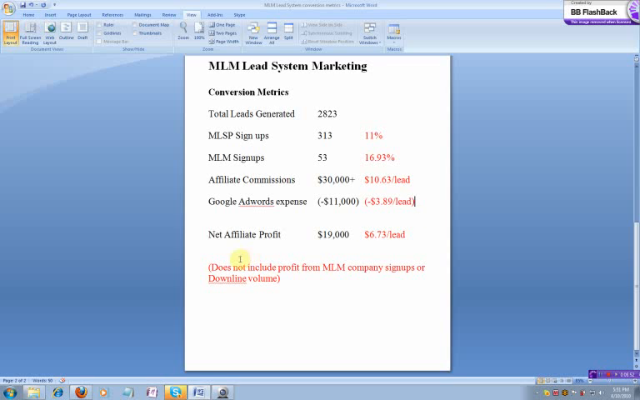So my net affiliate profit was about $19,000. Now this doesn't include profits from the MLM, signing people up, or downline volume, or any of that. This is strictly just the marketing end of the equation. Now that means that I netted $6.73 plus profit for every lead that came through my system. Now I tell you what, I would say from a business standpoint, this is a pretty incredible system. This is an incredible way to be able to do business on the internet.